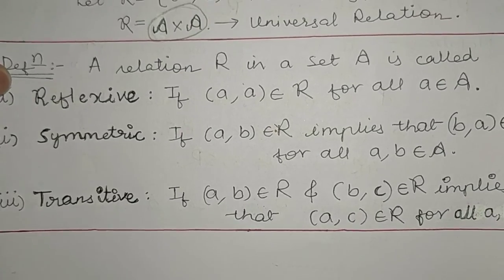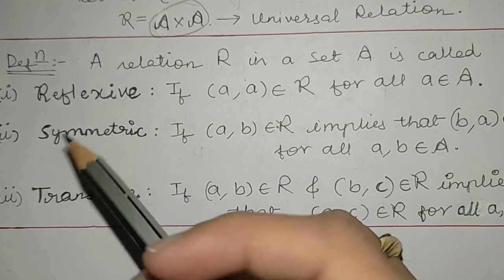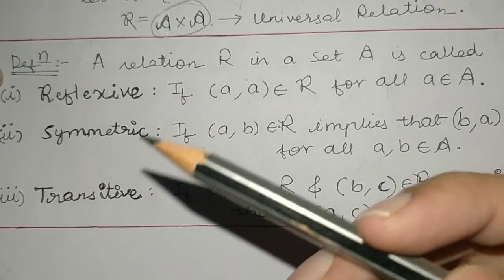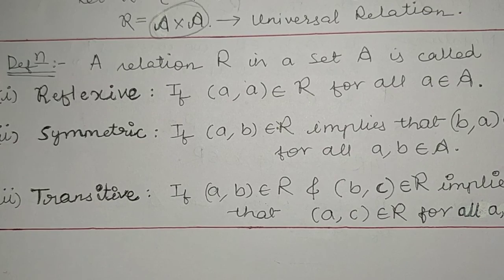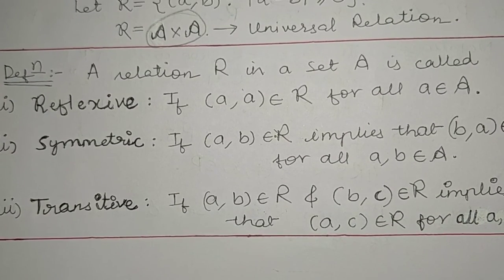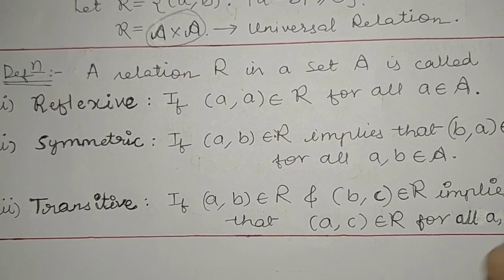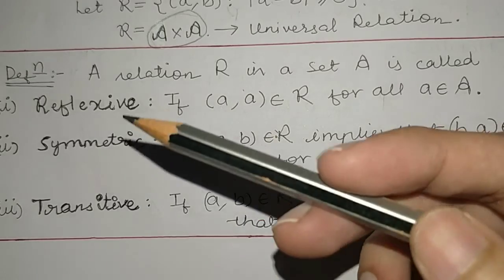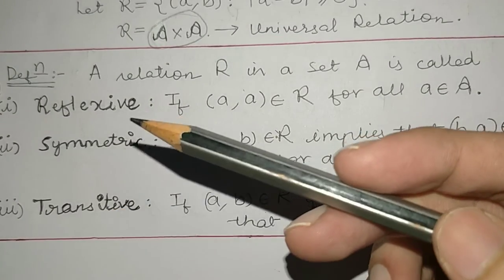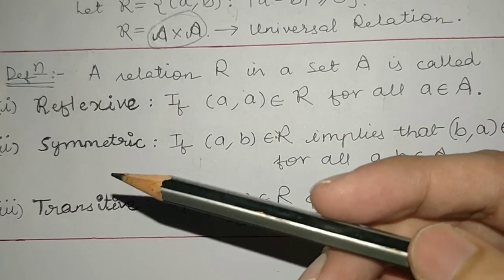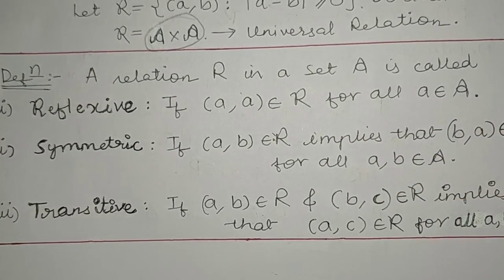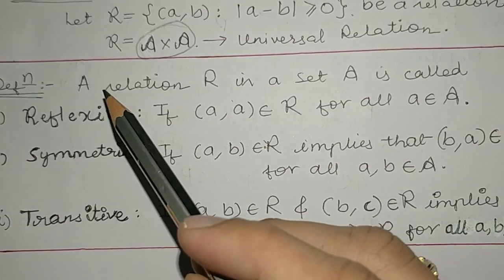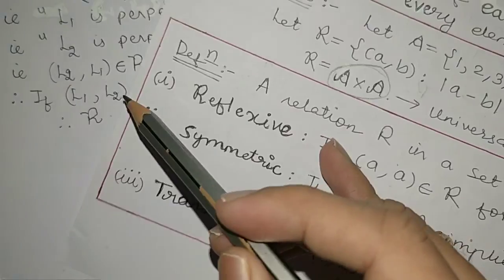Here you have to study the definition of reflexive relation, symmetric relation and transitive relation. You already studied two types of relation, empty relation and universal relation. So now the next three types of relations are reflexive relation, symmetric relation and transitive relation. So let us see what these are.